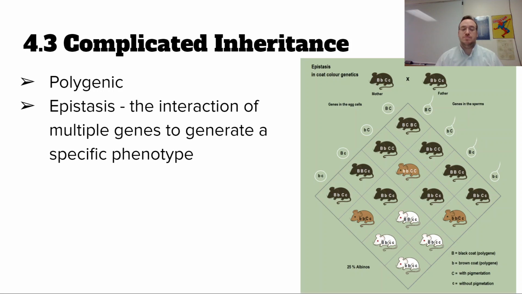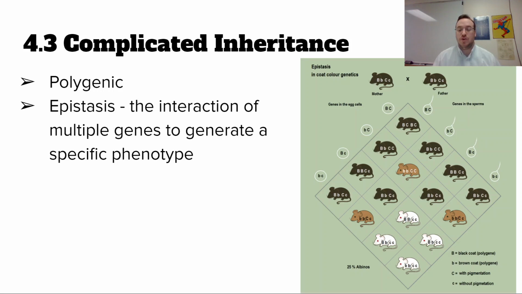Epistasis is the interaction of multiple genes to generate a specific phenotype. So instead of blending, these are going to generate very drastic color differences. The diagram that's below me shows coat color for mice, where we've got a heterozygous mother and father mouse being bred together. So we're going to do that dihybrid cross that we talked about last time, and we're going to use B alleles and C alleles.